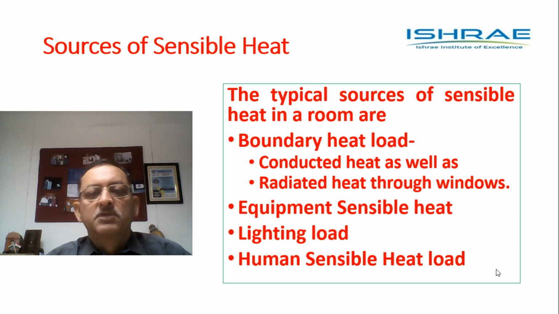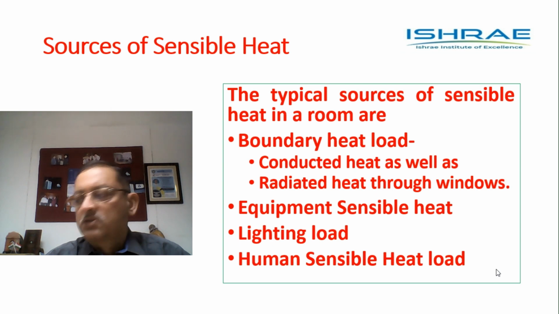The typical sources of sensible heat in a room are, first, the boundary heat load, and boundary heat load comes in two different ways. It comes as conducted heat from all the boundaries that a compartment has, plus if the compartment has a window through which sun rays are coming, then there is also some amount of radiated heat coming to the room. The next point is that sensible heat comes because of equipments that have been kept in the room.